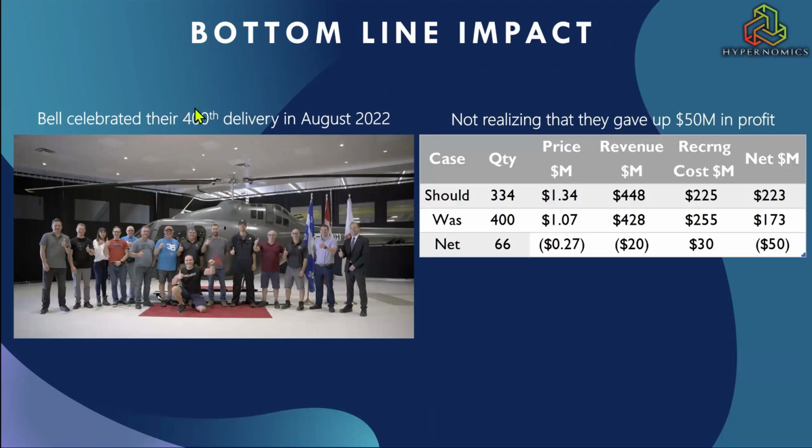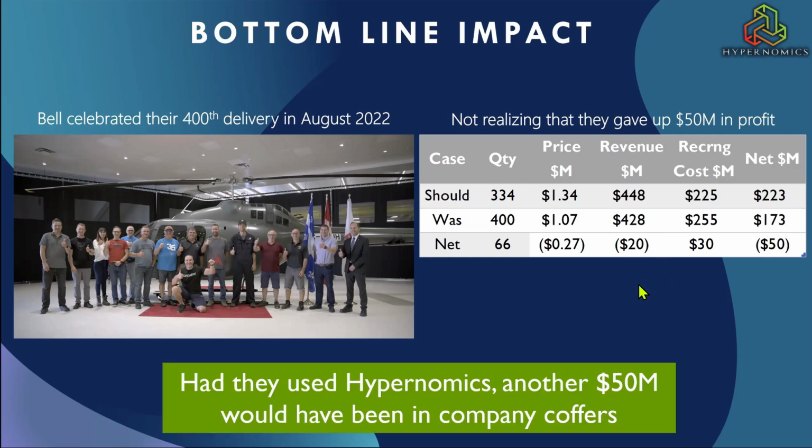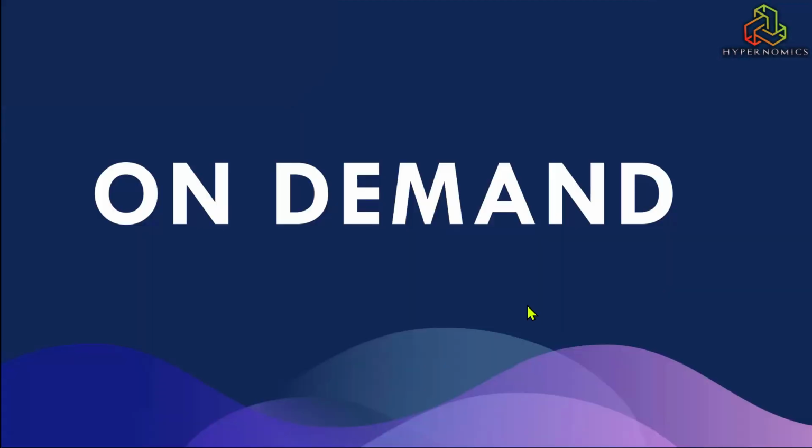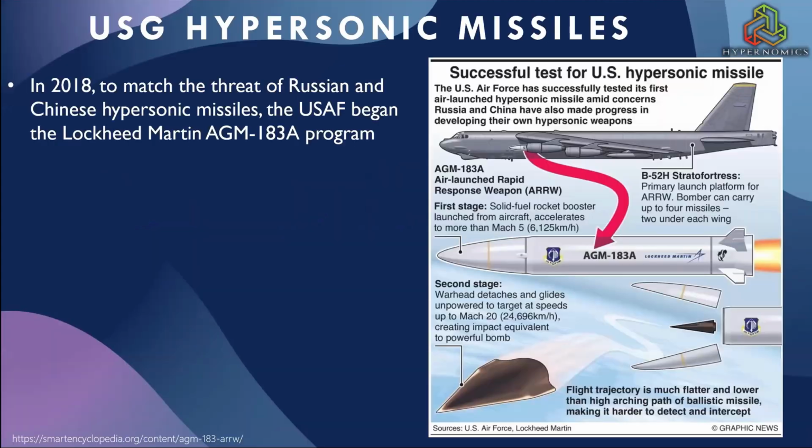So Bell celebrated their 400th delivery in August 2022. They had 400 at this price here. They made that amount of revenue. We figure their cost was roughly this, and we figure they made roughly that. We think instead they should have built fewer at a higher price, made more revenue, expended less, and then they would have made $50 million more. So that's the reason you do something like this. All that was based on the value of a helicopter. So now we're going to go to demand.